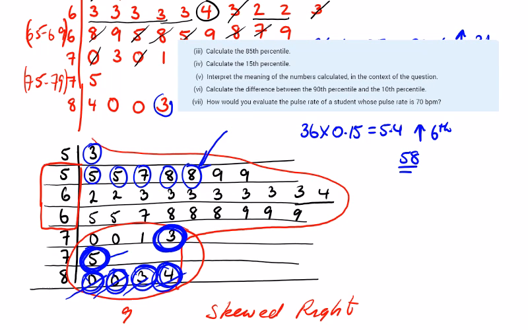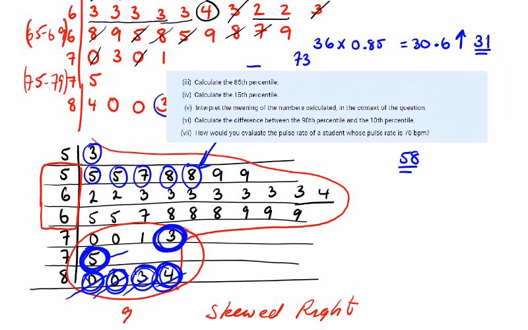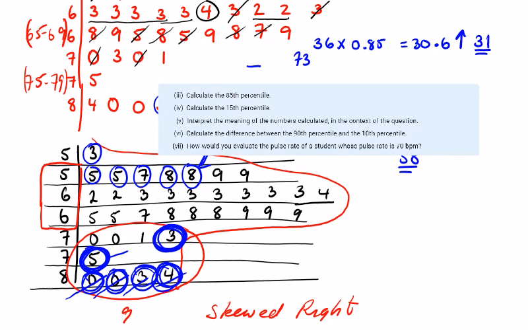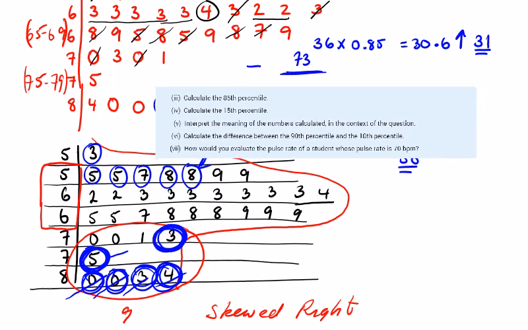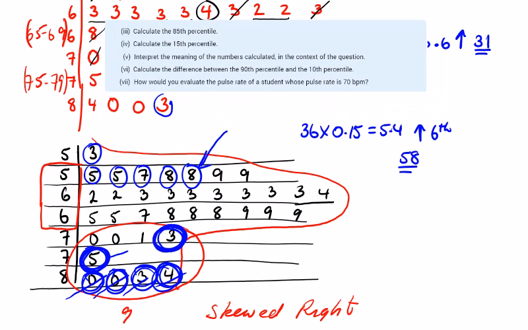Interpret the meaning of the numbers calculated in the context of the question. So for the 85th percentile, we could say that 85% of the people had pulse rates of less than or equal to 73. For the 15th percentile, we could say 85% of people have a pulse rate of 58 or higher, or 15% have 58 or lower.